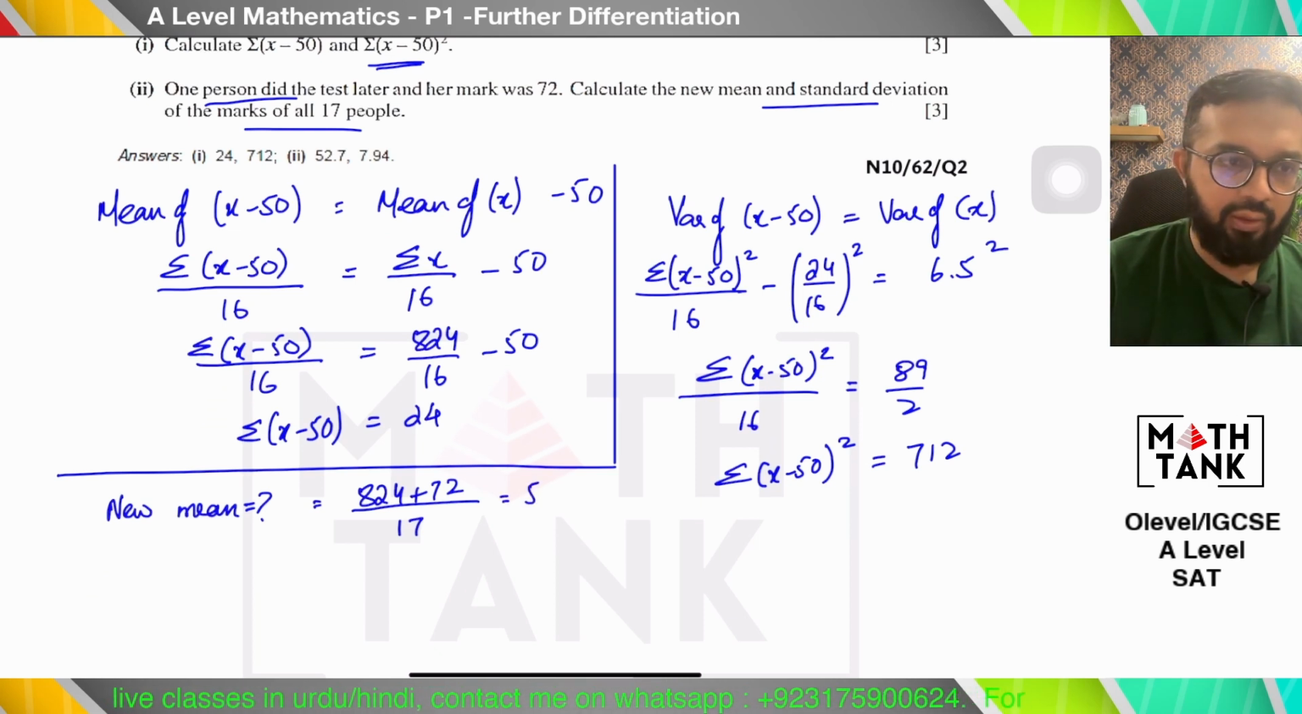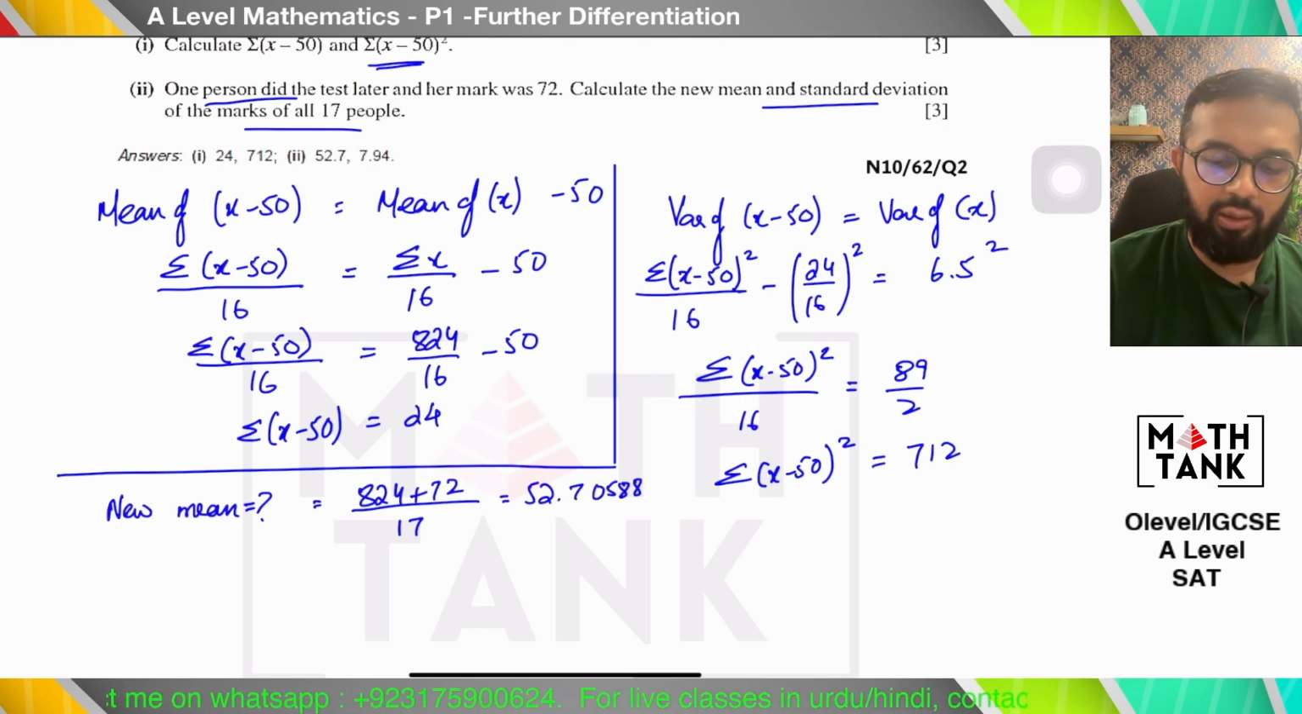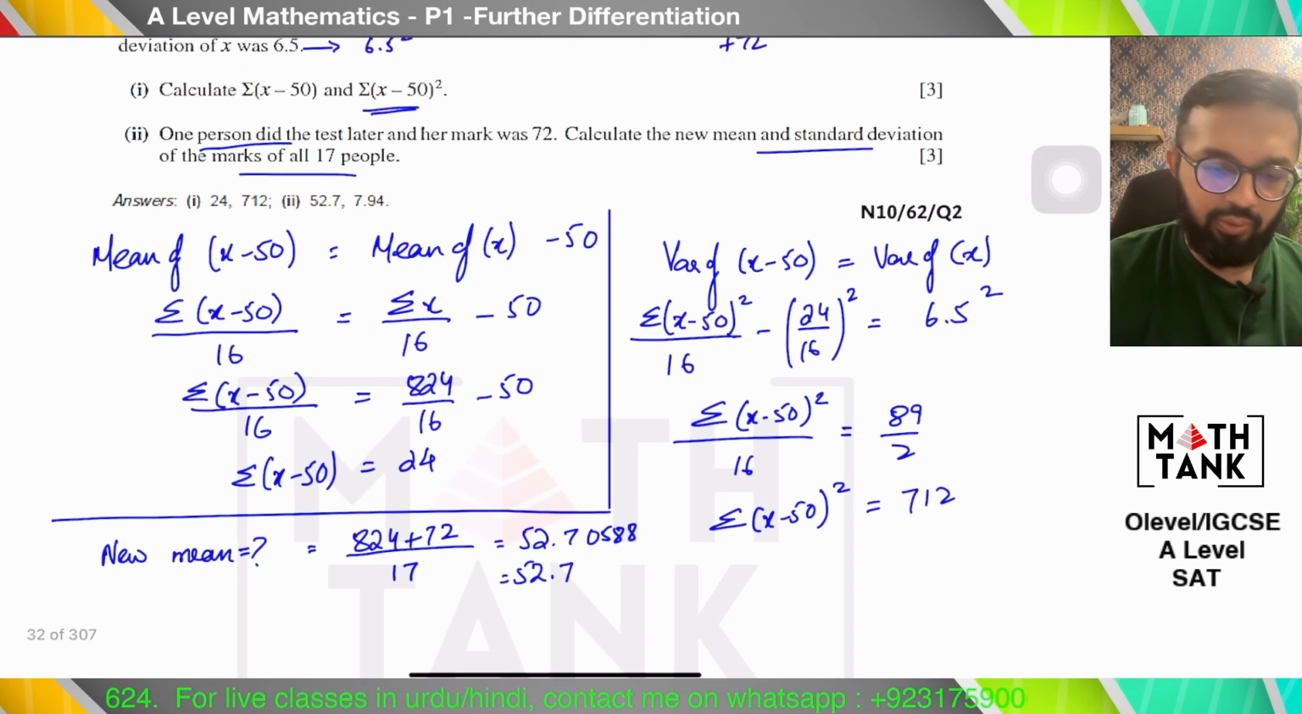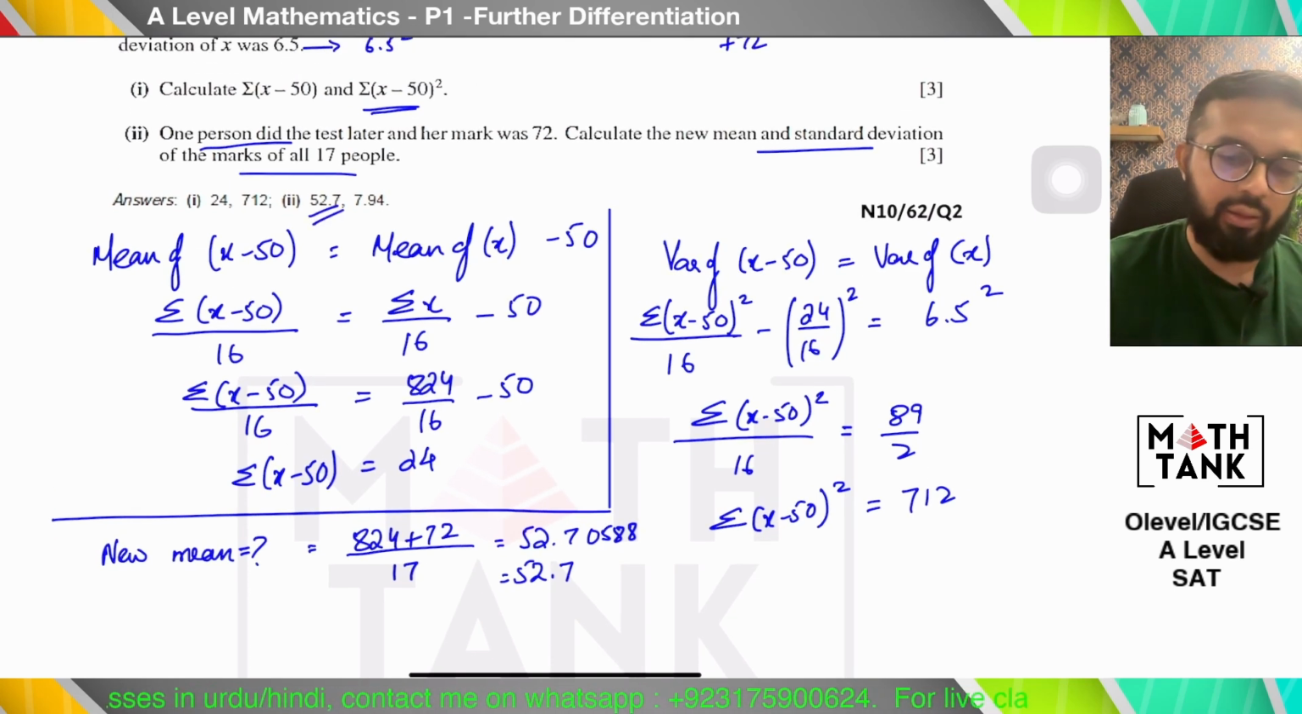I'm getting 52.70588, which is essentially 52.7. And I'm going to keep it at that. Yes, that's the correct answer.